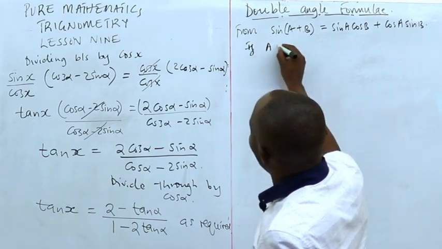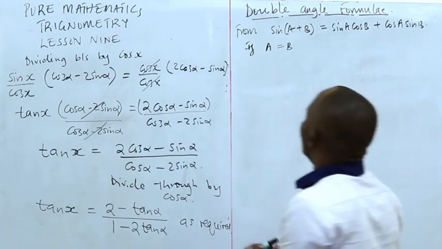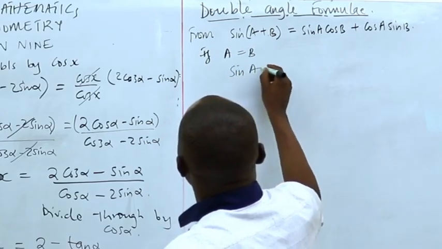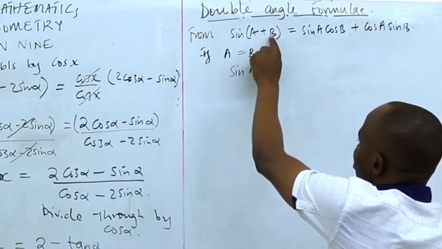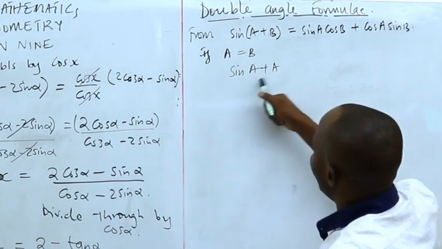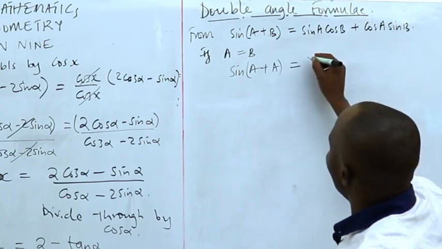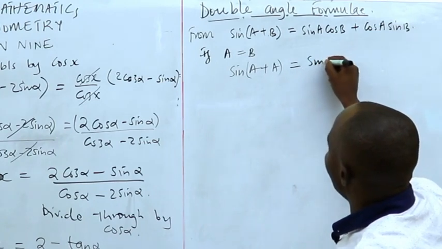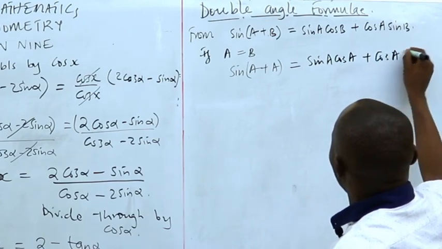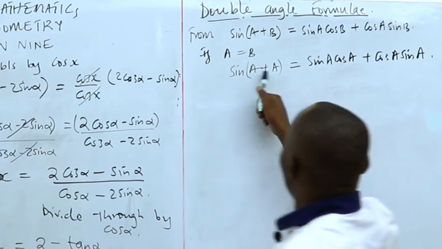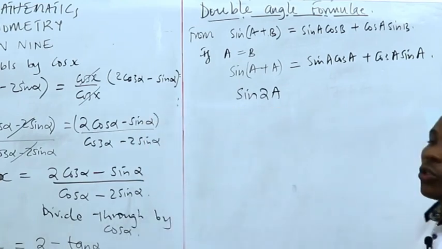If A is equal to B, that means we do have sine of A plus A. In other words, if I put A in the place of B, sine of A plus A will become sine A cos A plus cos A sine A. Now from here, you can see that you have two A's. When you add them up, you get sine 2A.